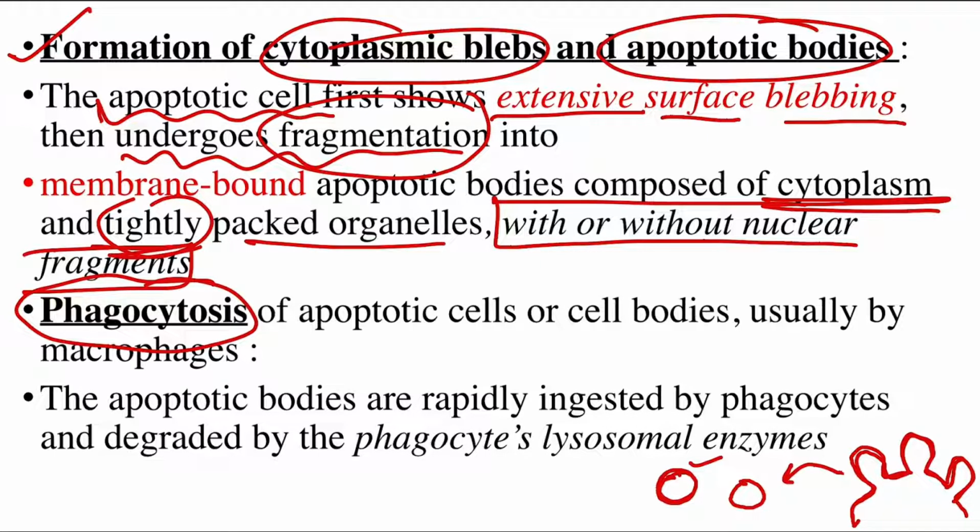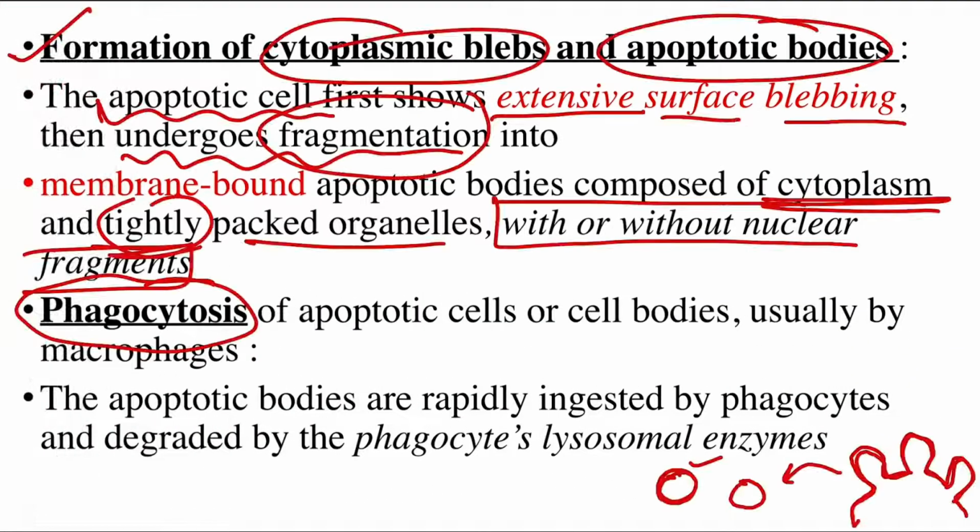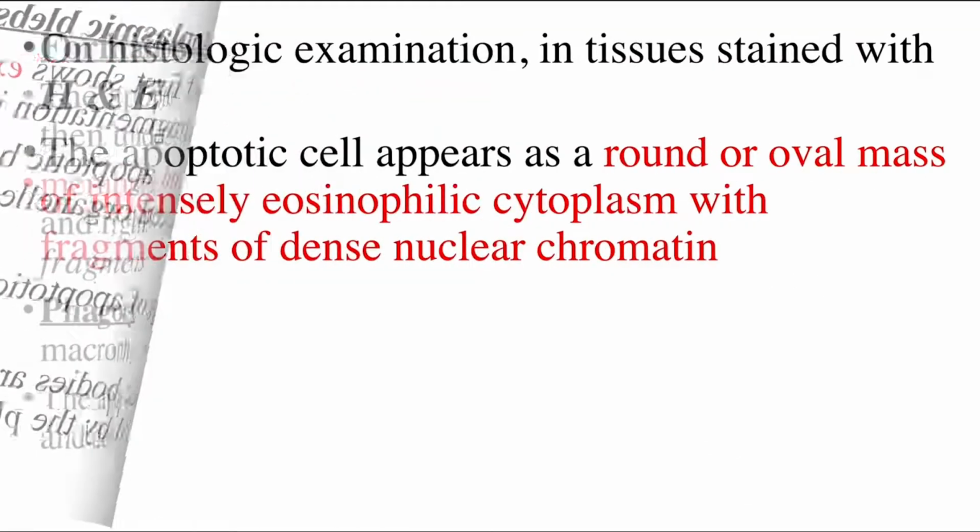Phagocytosis is another very important feature. After chromatin condensation, you must also note that phagocytosis is very important, because it is responsible for the rapid ingestion of the apoptotic bodies. They are rapidly ingested by phagocytes, and these are degraded by the phagocytes' lysosomal enzymes.